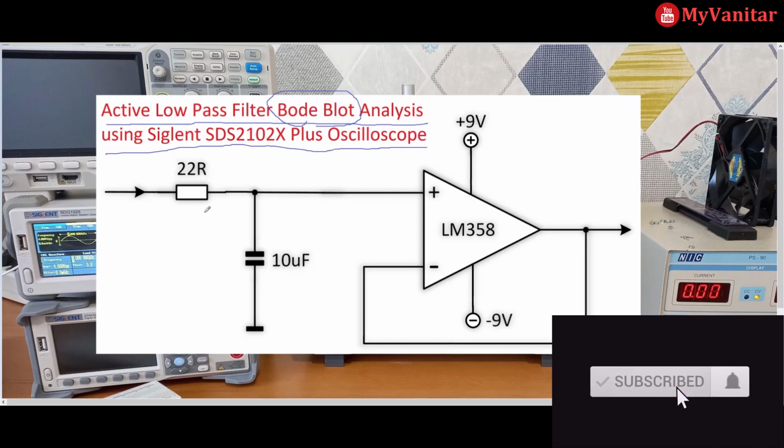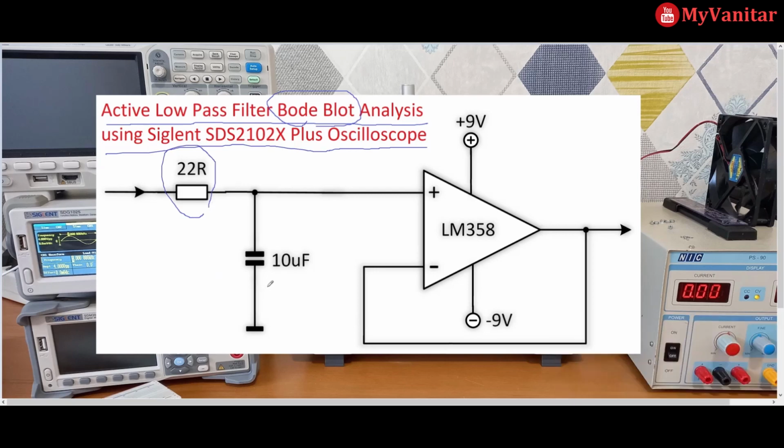Anyway, this is our filter. The value of the resistor is 22 ohm and the value of the capacitor is 10 microfarad. I have selected LM358 for the op amp and I have provided both positive and negative rails for the op amp because the input waveform contains both positive and negative elements. So I have to provide both positive and negative rails. Otherwise the output waveform would be cut off. So you have to provide both rails.